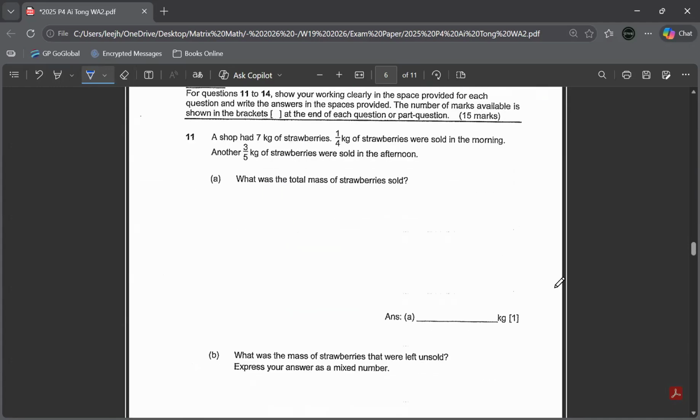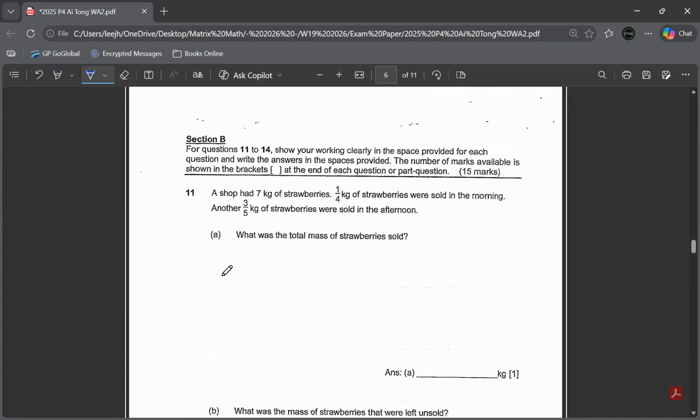Question 11, section B. A shop had 7 kg of strawberries. 1/4 kg of strawberries was sold in the morning. Another 3/5 kg of strawberries was sold in the afternoon. A, what was the total mass of strawberries sold? Okay, we do A first. Later, then we work out B.